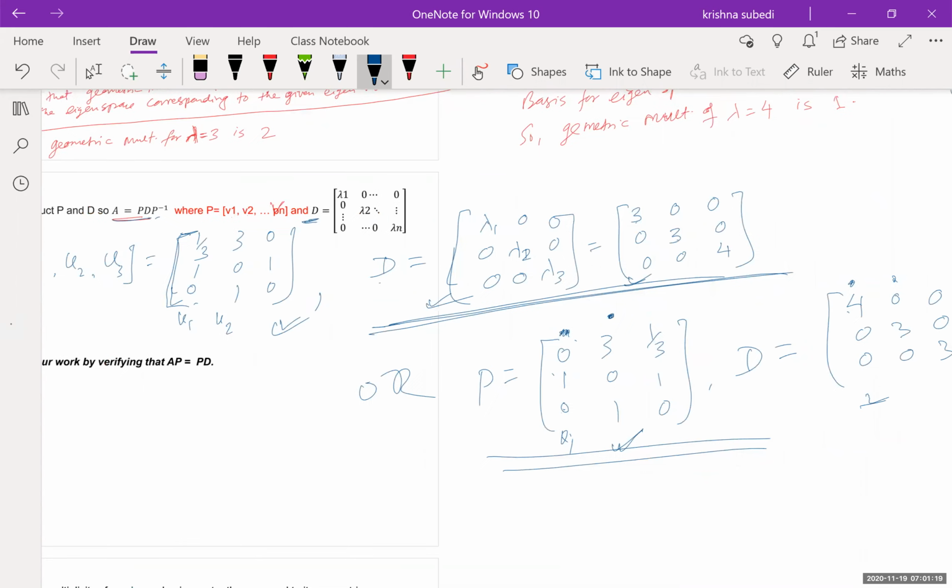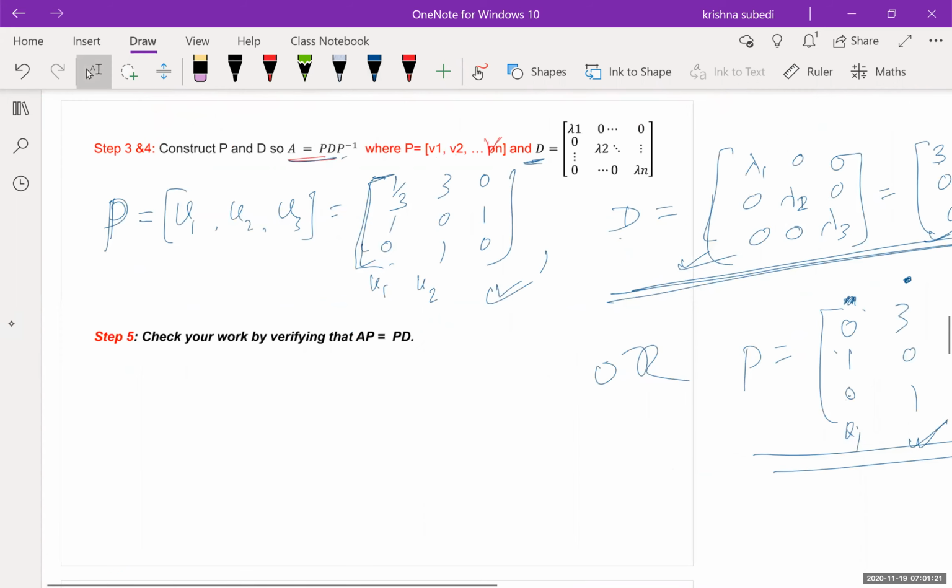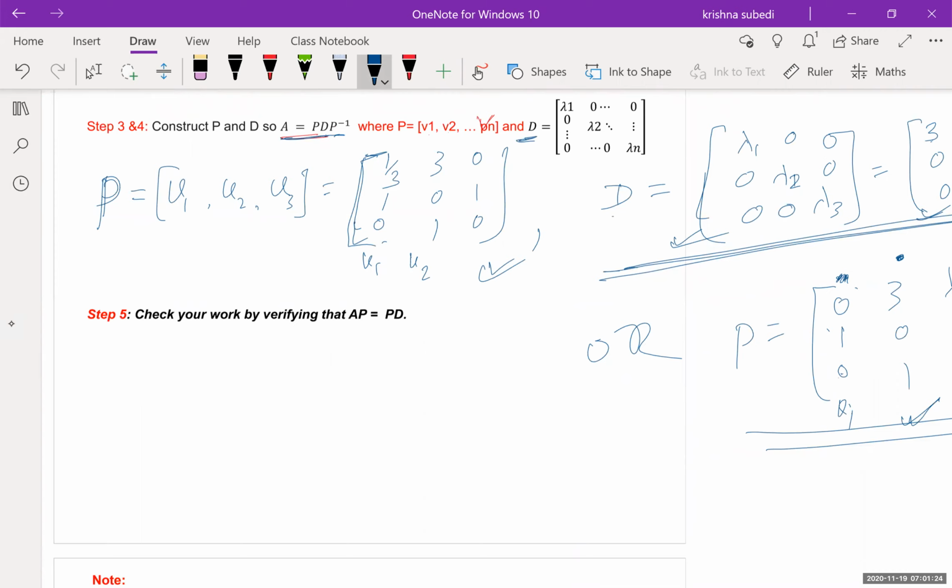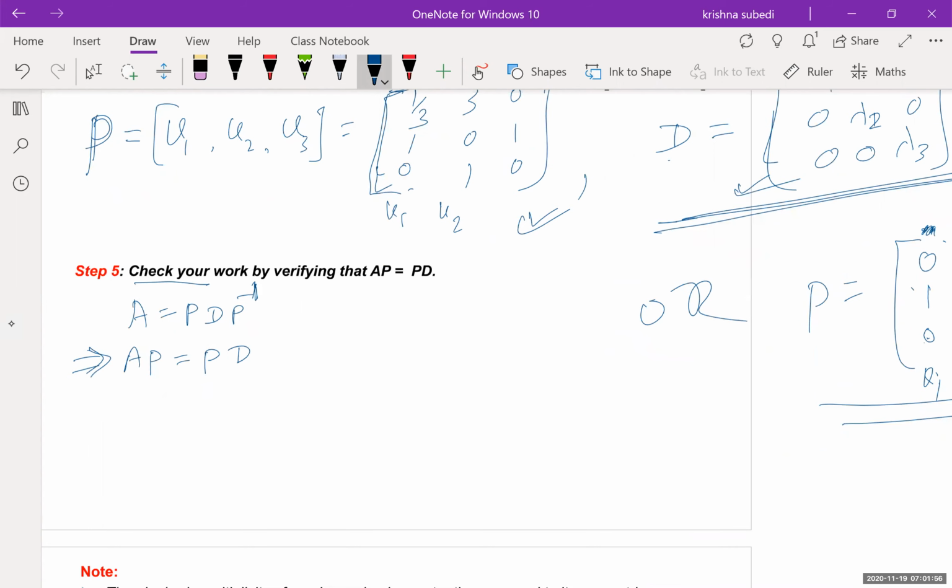Now let us check whether it actually works or not. Remember, if A equals PDP inverse, then multiplying by P on both sides, you can write AP equals PD. From this, if you do a little bit of algebra, they should be equal. Let us check whether this is true or not. I want you to calculate AP, and I want you to calculate PD. Let us calculate this just for fun. You don't have to show this in your exam unless the question asks you to check your answer. But right now, let's try it just for fun.